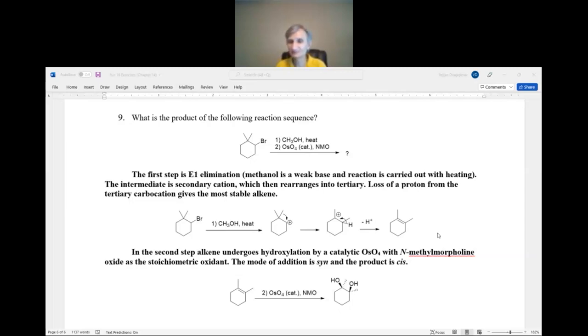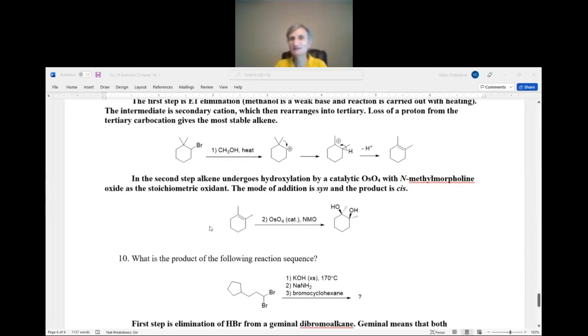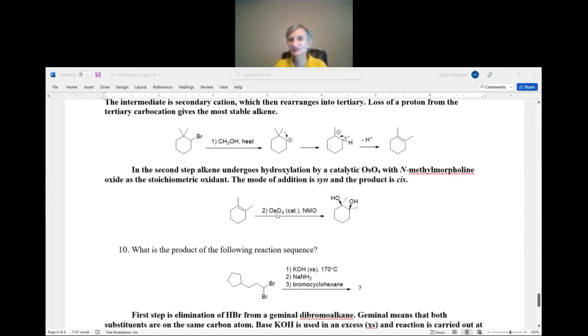E1 elimination proceeds through a carbocation as a reaction intermediate, which means that upon rearrangement, the product is 1,2-dimethylcyclohexene. And then you need to know from chapter 9 that catalytic osmium tetroxide, with N-methylmorpholine oxide as a stoichiometric oxidant, results in cis hydroxylation of the double bond. So two hydroxyl groups are added from the same side of the double bond. And so that's the product. On the test, this would be a multiple choice question, and you would need to pick this answer.